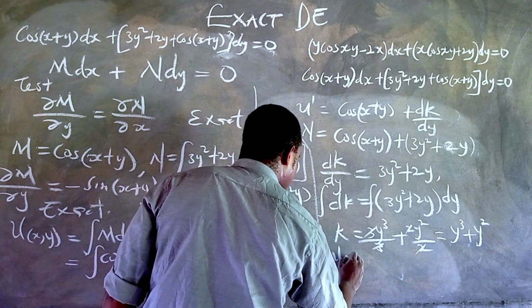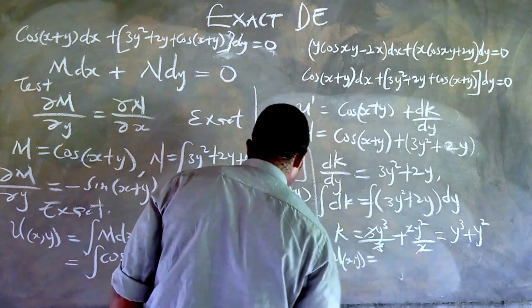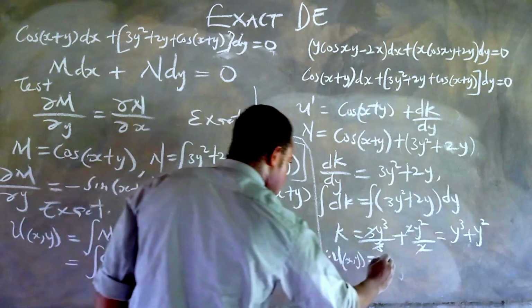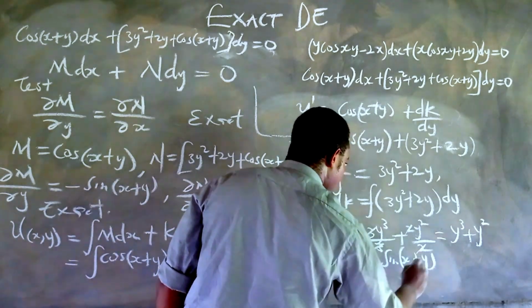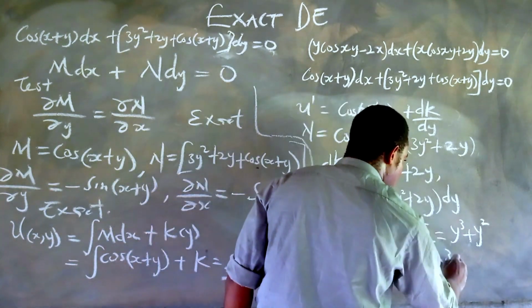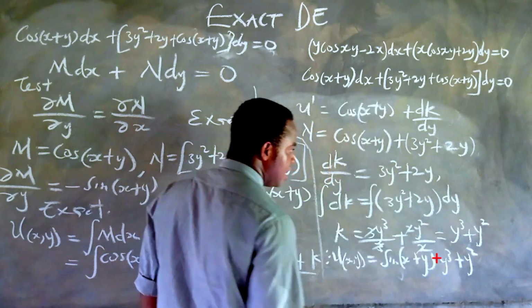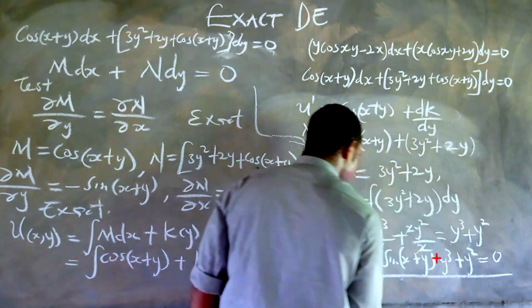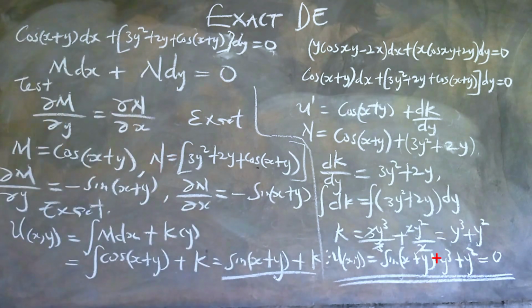So let us simply go on and put that there. The function u of x, y that the differential equation comes from is sin(x+y) plus y cubed plus y squared, which is equal to 0. And there you have it.